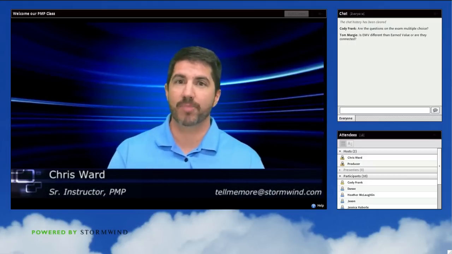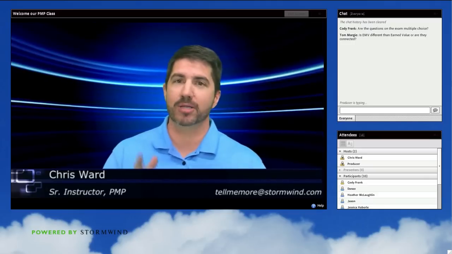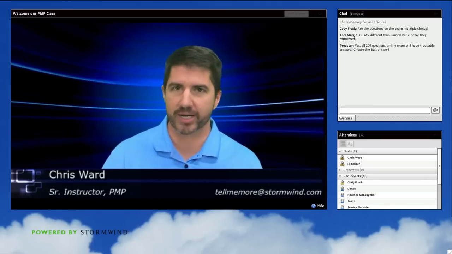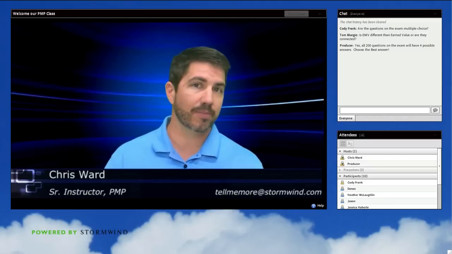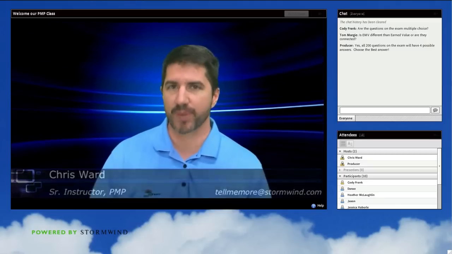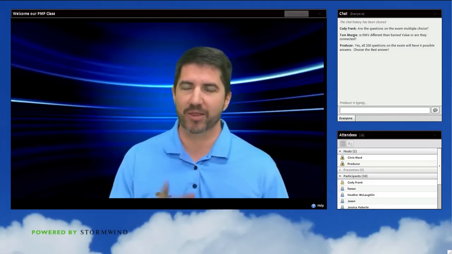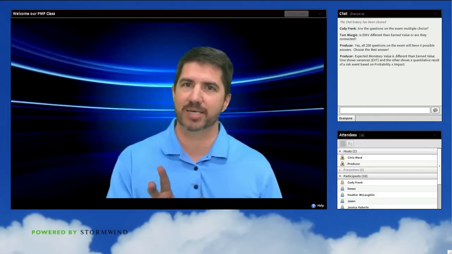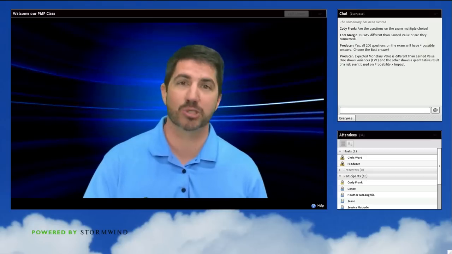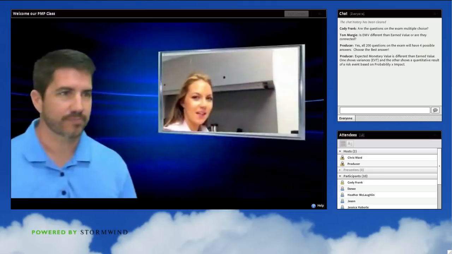As we talked about before we went to the break about the money associated with risk, we said the number one thing that we're going to talk about is EMV, expected monetary value. Now the cool thing is that we've already got a question. Heather wants to know exactly the basics on the exam when it comes to EMV.